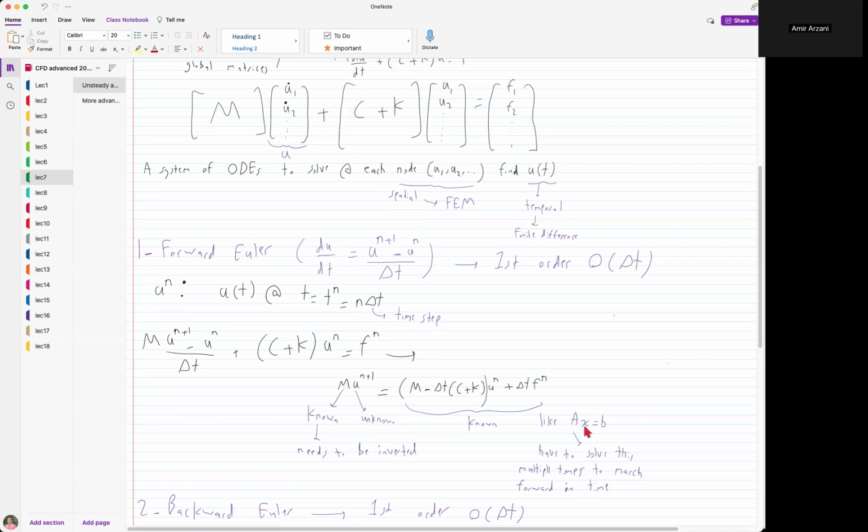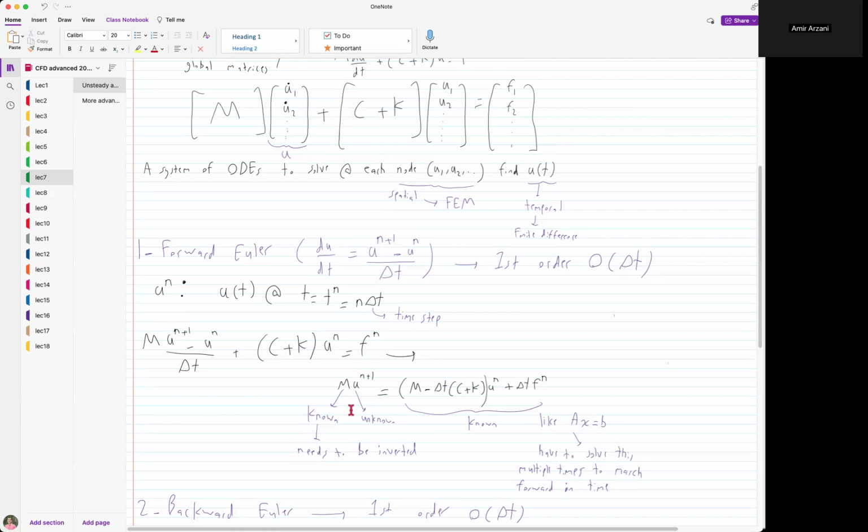So this AX equal B problem, we have to solve it, right? Now, since we're dealing with an unsteady problem, especially if our time step is small, which might be needed for physical accuracy reasons, especially when you have a really unsteady problem, then in those cases, it might be very difficult to solve an AX equal B linear system of equations at thousands or tens of thousands of time steps. It will be very time consuming.